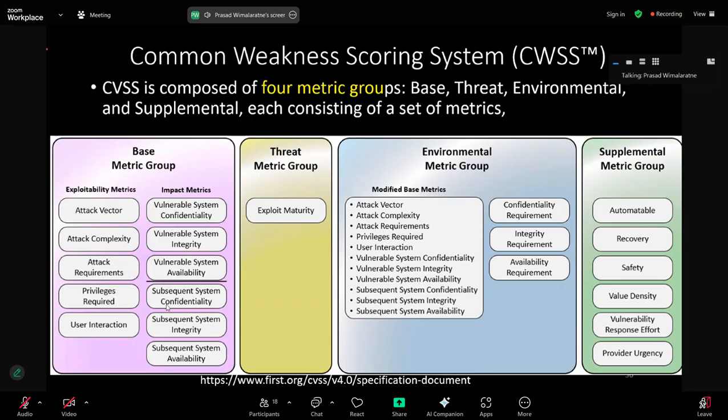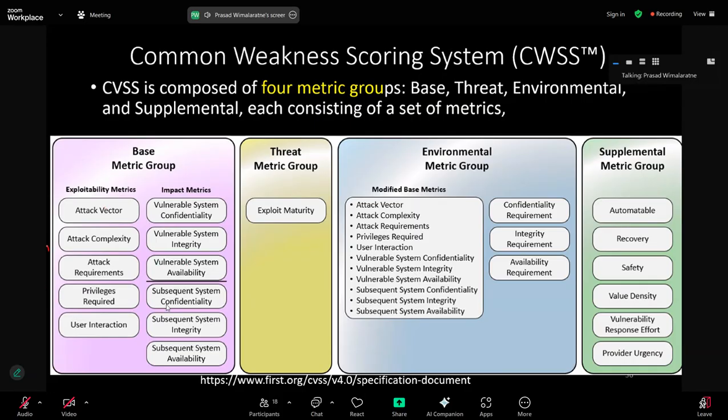So if you look at the structure of the framework, there are 4 metric groups, so 4 areas or 4 building blocks. One called the base metric group, the other one called the threat metric group, the third one called the environmental metric group, and the final one called the supplemental metric group. So you can see here, there's some progression from the base metrics to the environmental metrics, for example.